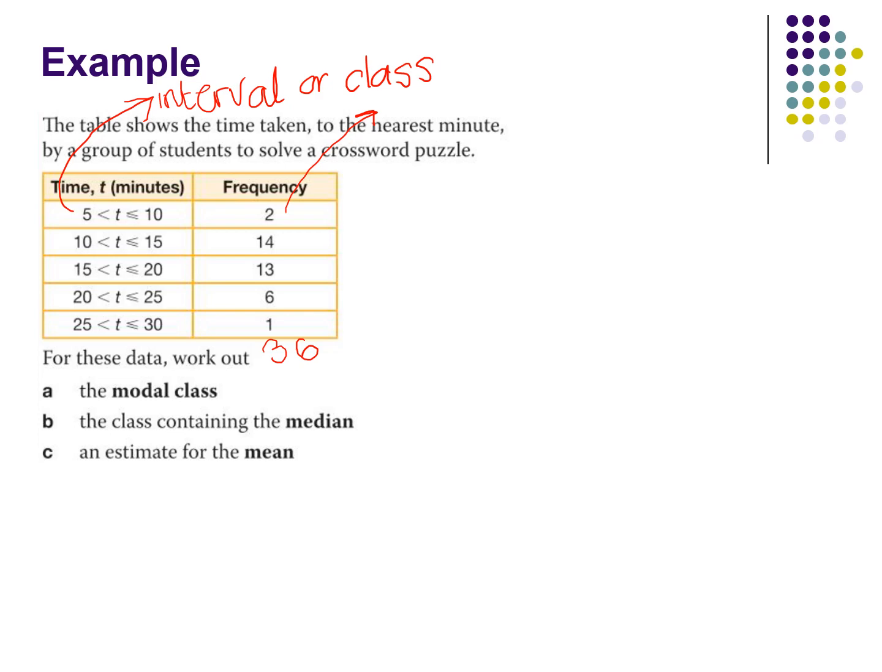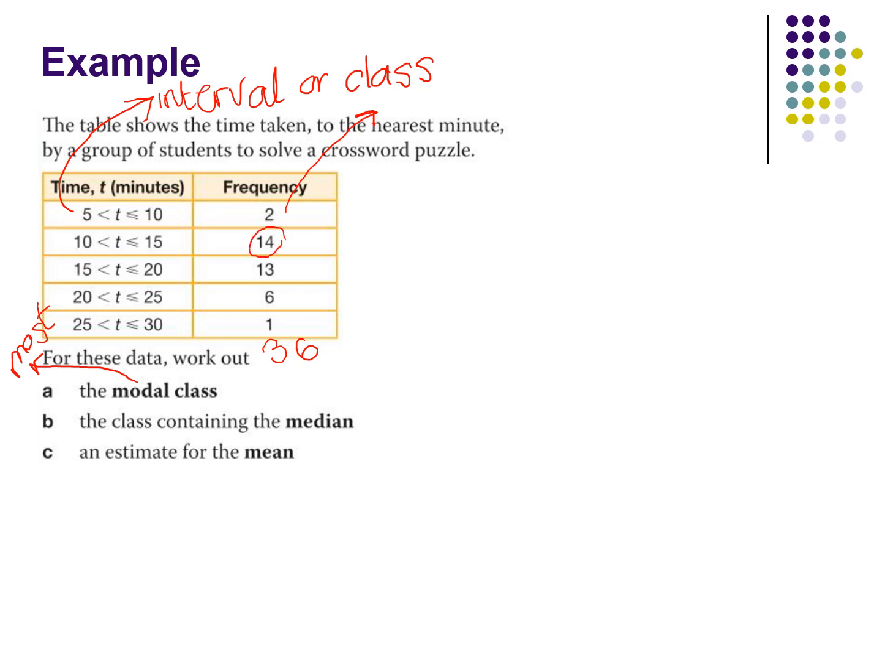Okay, but let's have a look at what the question is asking us to do. The first thing it says is it's asking us to work out the modal class. Now, if you remember from the statistics stuff you've done before, mode means most. Now notice it says the modal class. What that means is which of these intervals has got the most numbers recorded in it. So what we're doing for that is we're basically looking at which of these has the highest frequency.